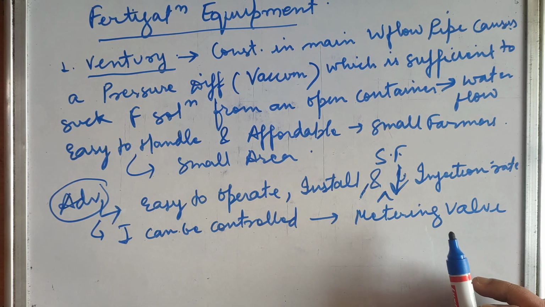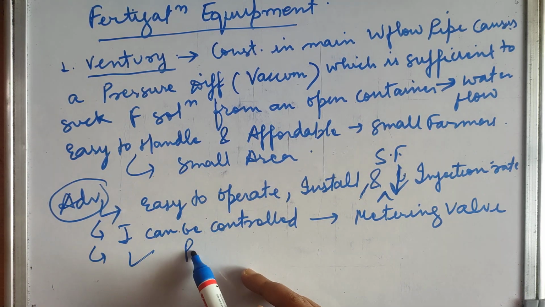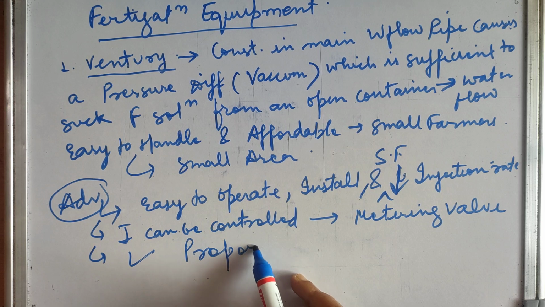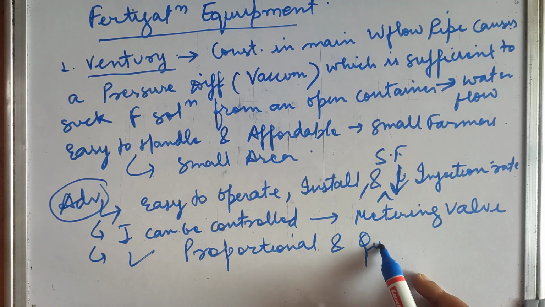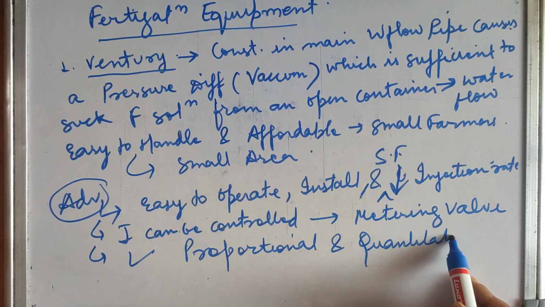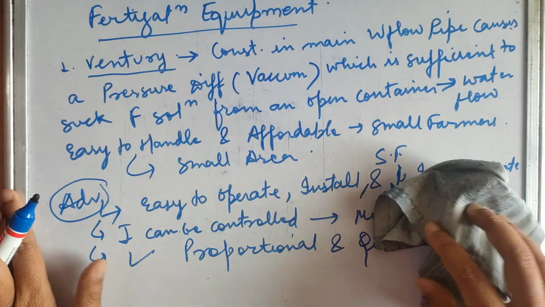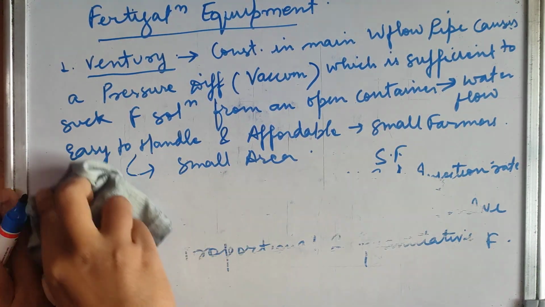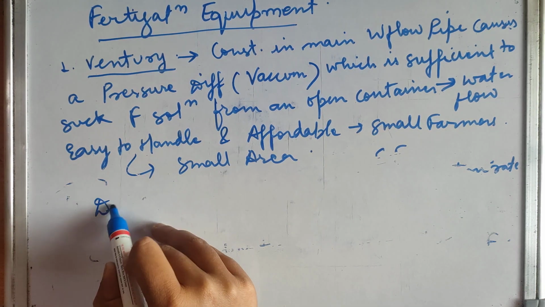Suitable for both proportional and quantitative fertigation. So these were its advantages, but it certainly has some demerits also. So what are the demerits of Venturi?